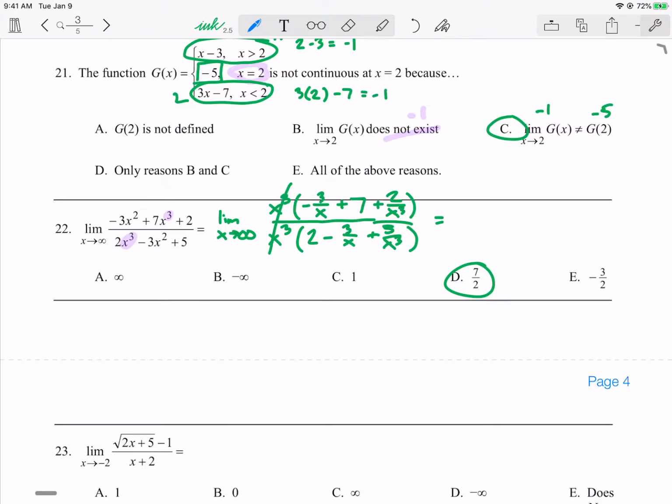Now these cancel. I evaluate my limit as I go to infinity. I get negative 0 plus 7 plus 0 over 2 minus 0 plus 0. Anything with an x in the denominator is going to go to 0. So I end up with 7 over 2, which some of us would have seen just by looking at those coefficients of positive 7 over 2.